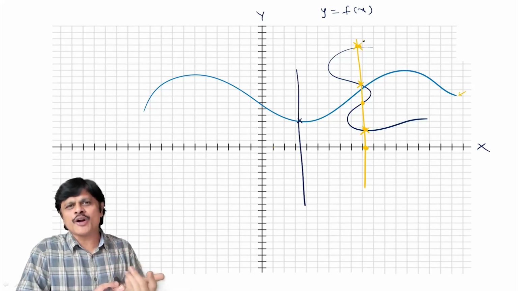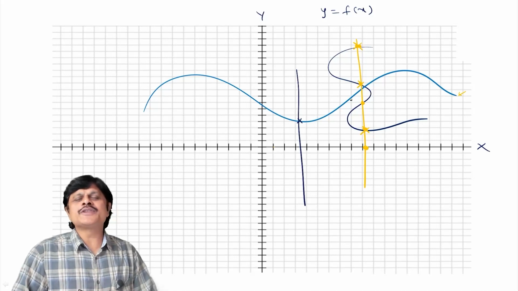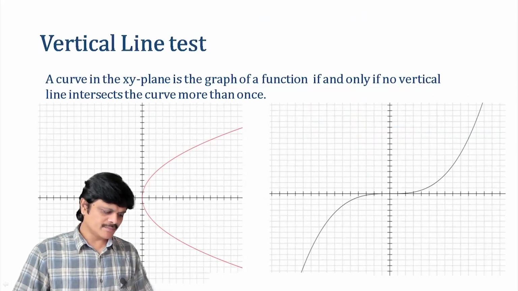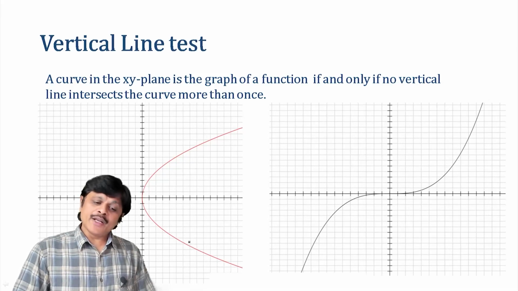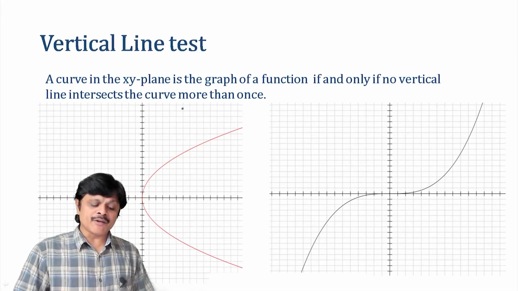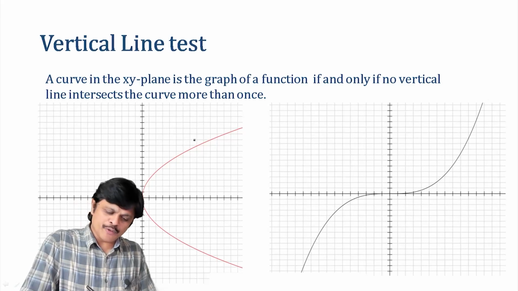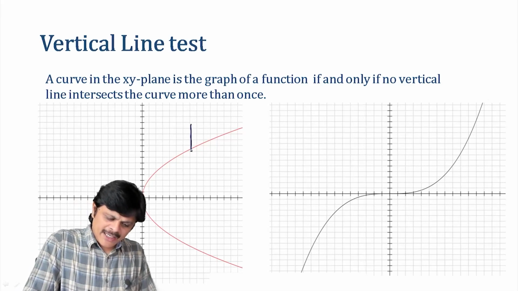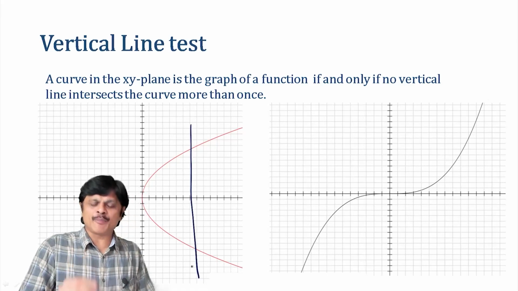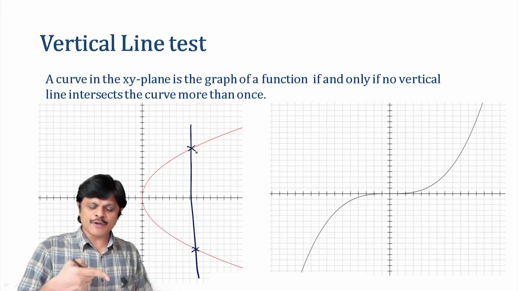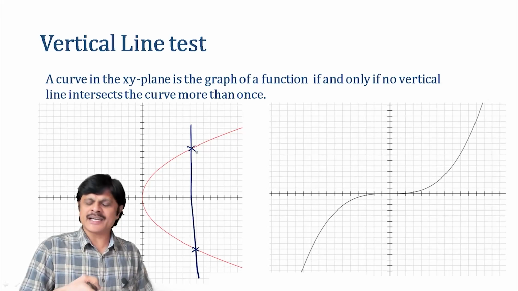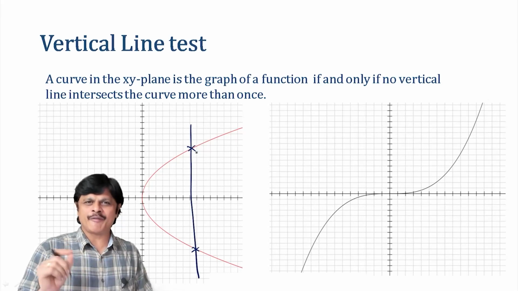Is that a function or not? How can you verify? Using this vertical line test, you can verify. Let us see the vertical line test. A curve in the xy plane is a graph of a function if and only if no vertical line intersects the curve more than once. So if you drop any vertical line, it should intersect the graph only at one point. But here it is intersecting the curve at 2 points. Therefore, it is not a function. This curve is not representing the graph of a function.